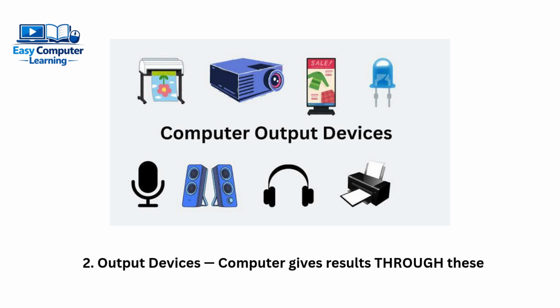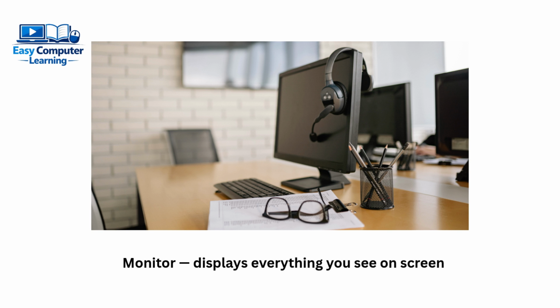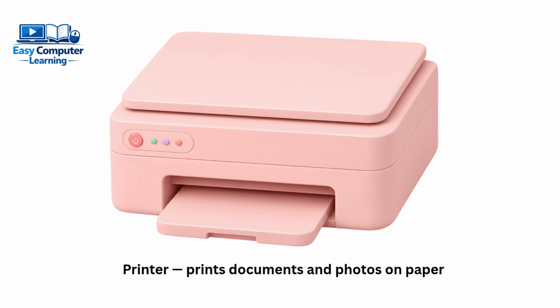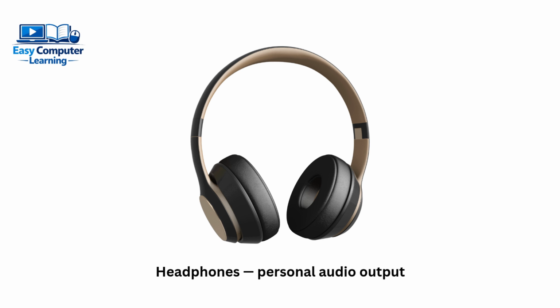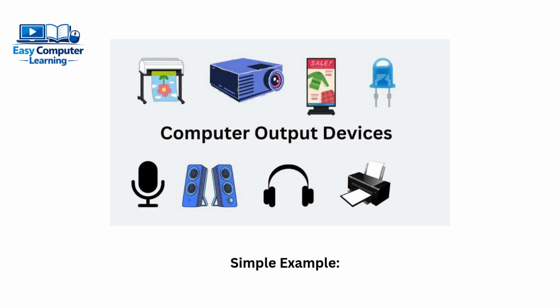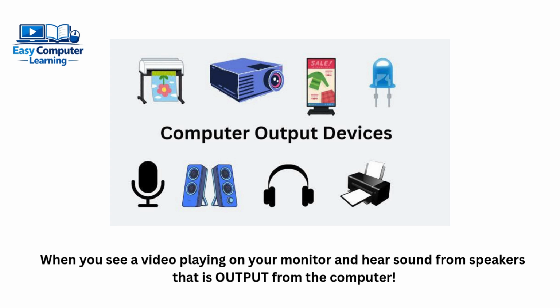2. Output devices. Computer gives results through these. Monitor, displays everything you see on screen. Printer, prints documents and photos on paper. Speakers, produce sound and audio. Headphones, personal audio output. Simple example, when you see a video playing on your monitor and hear sound from speakers, that is output from the computer.